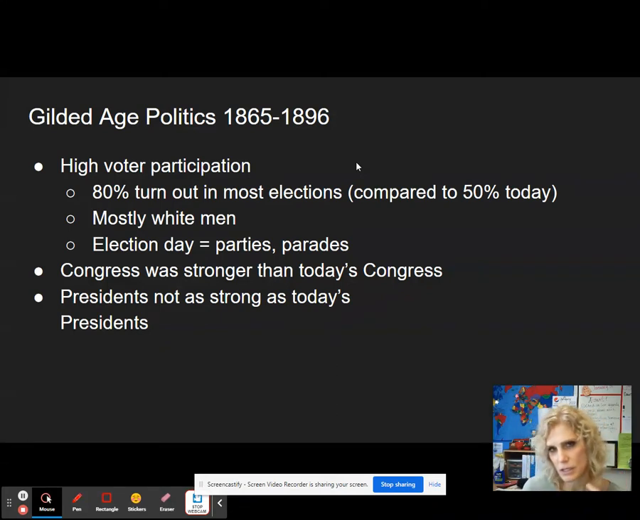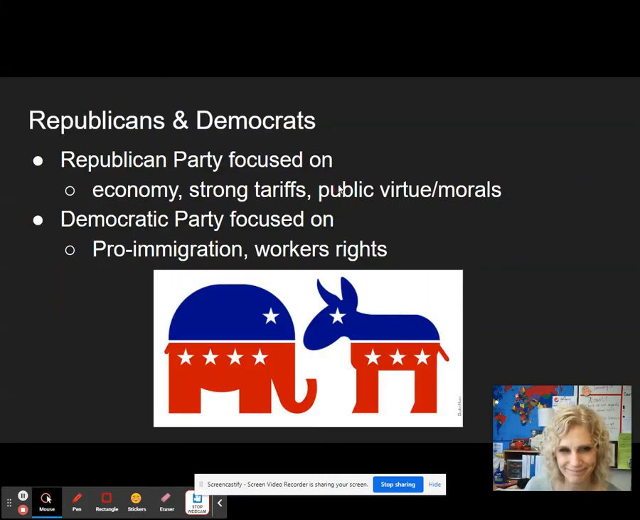But on election day, there were a lot of parties and parades and days off of work, so that people had a lot of time and focus on these elections. Supposedly the Congress was stronger than today's Congress. Presidents were not as strong and maybe not seen as often as they would be today. That's just a little bit of a difference to keep in mind.